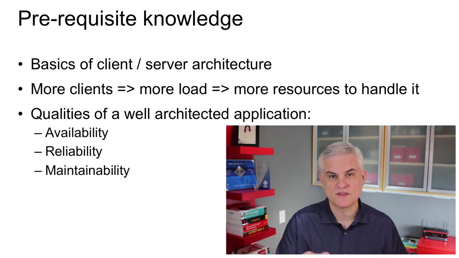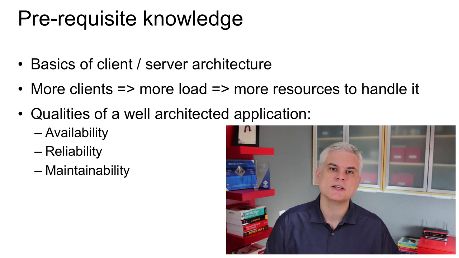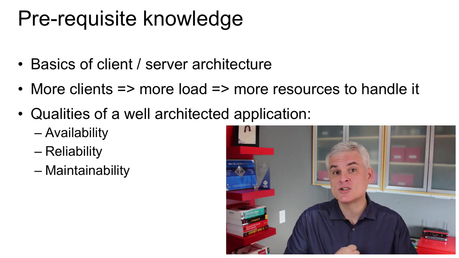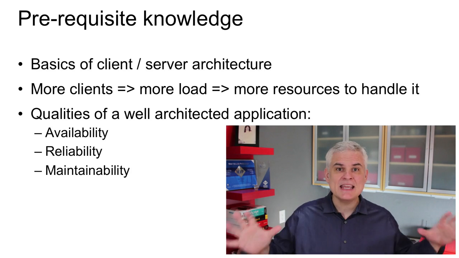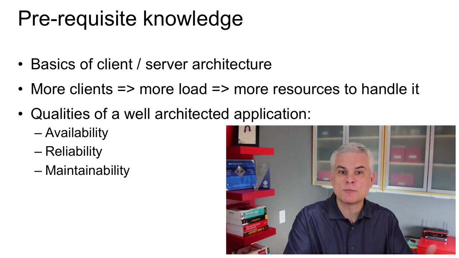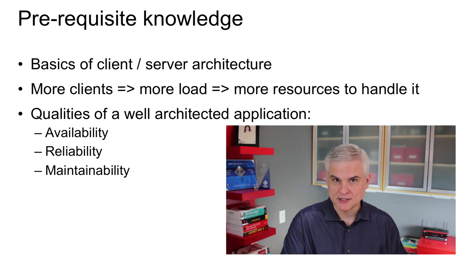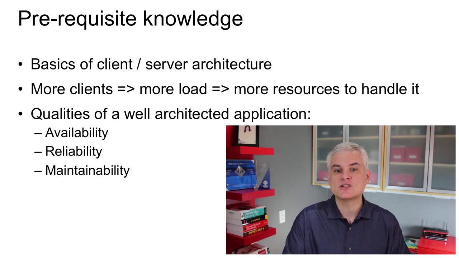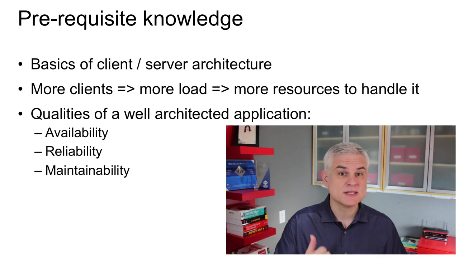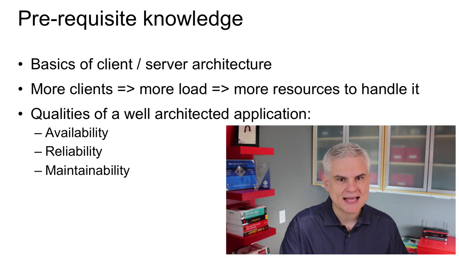So let me define those very quickly to make sure we're on the same page. Reliability measures the likelihood that any given request or function in the system will produce the desired result and it's not going to produce an error. So that's reliability. Availability measures the likelihood that a system is up and running and that it's ready to handle a request at any given time and it's not going to time out.